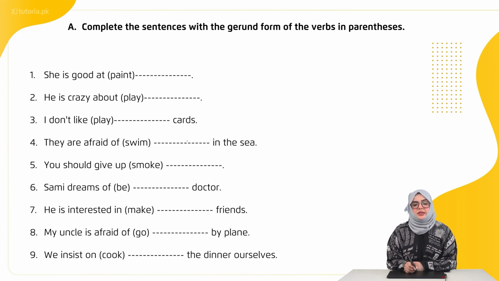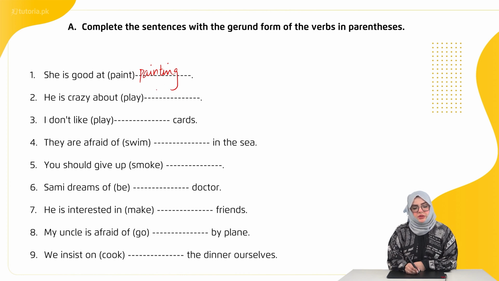First is complete the sentences with the gerund form of the verbs in parentheses. We have given these verbs. इसको हमने gerund बनाना है. It's very easy. She's good at paint. We just have to add ing in the end. She is good at painting. What is she good at? Painting. Simply what को answer करे, this is gerund.